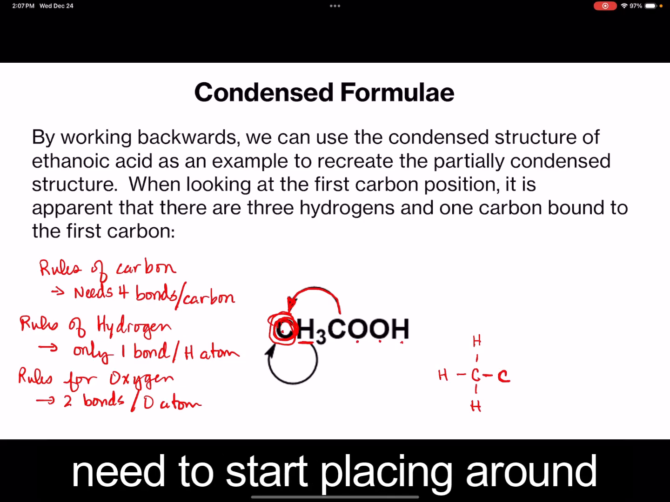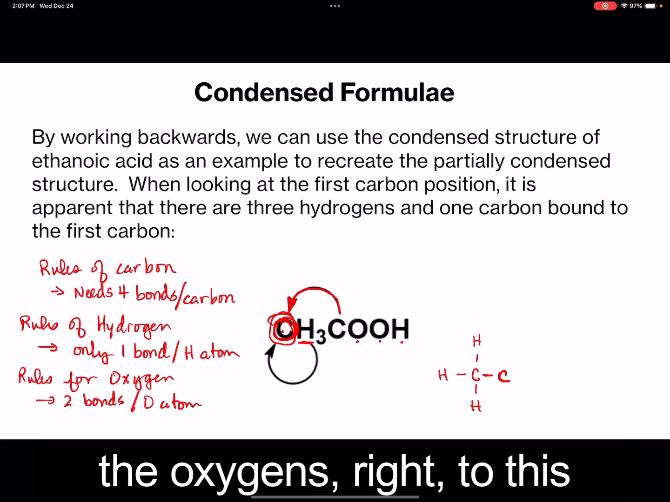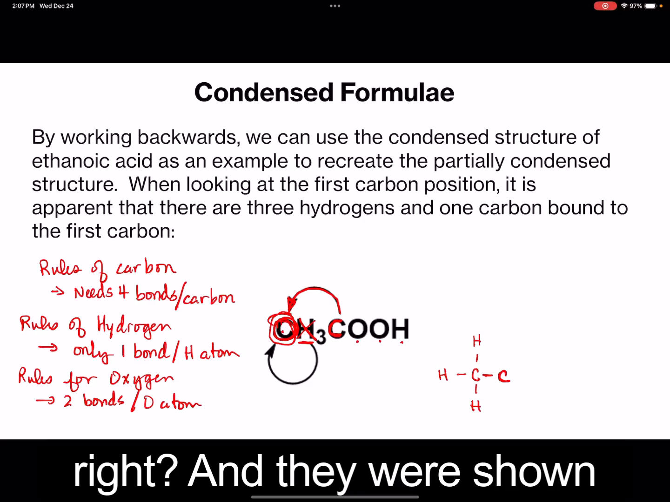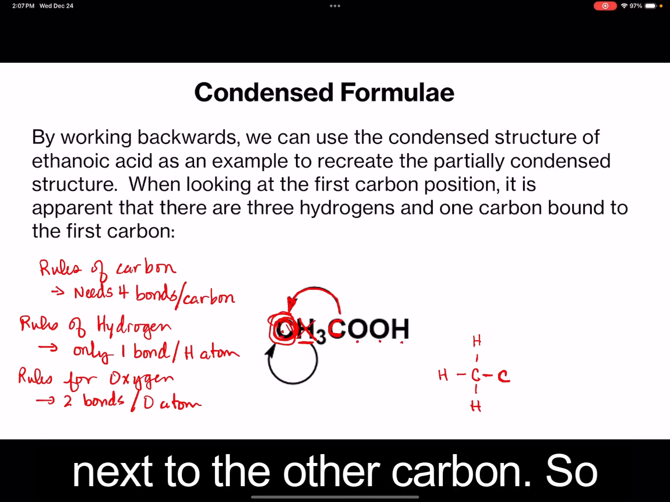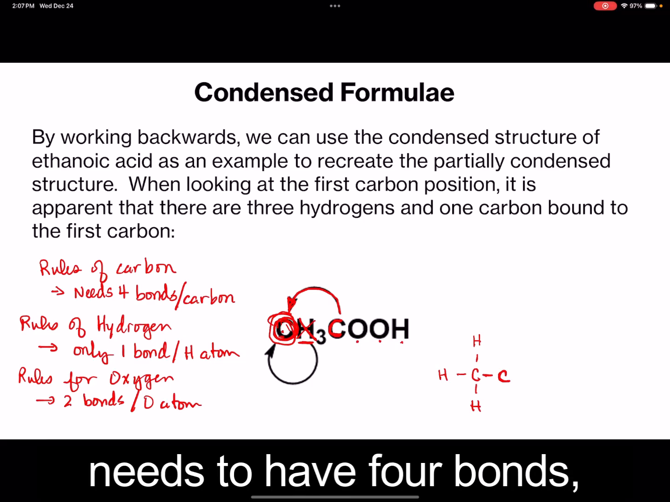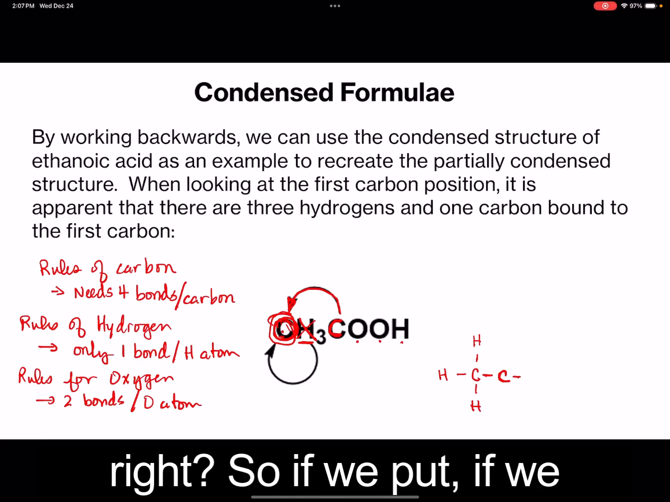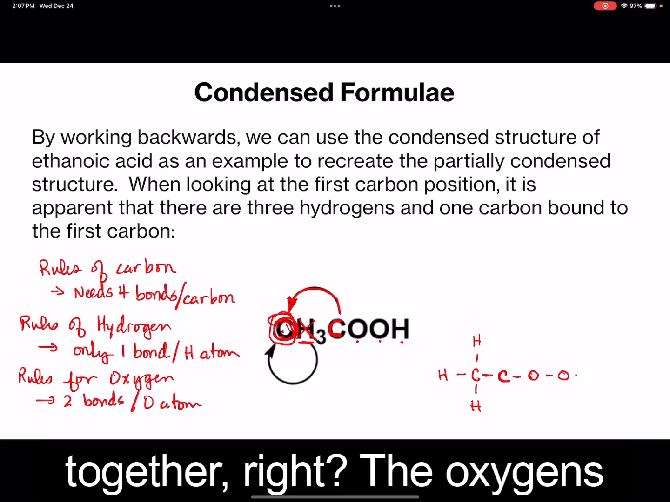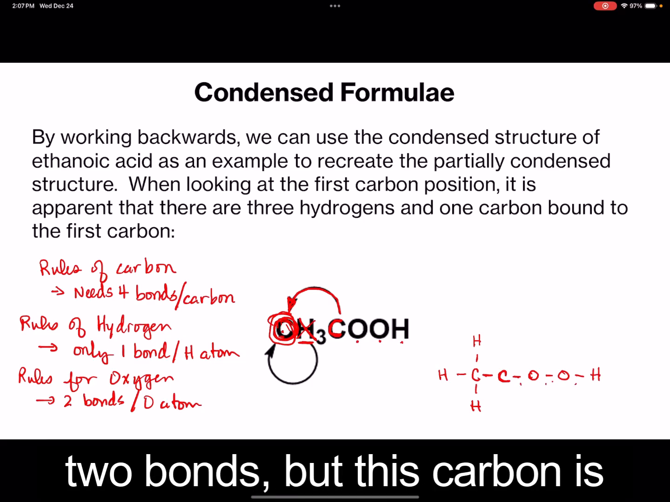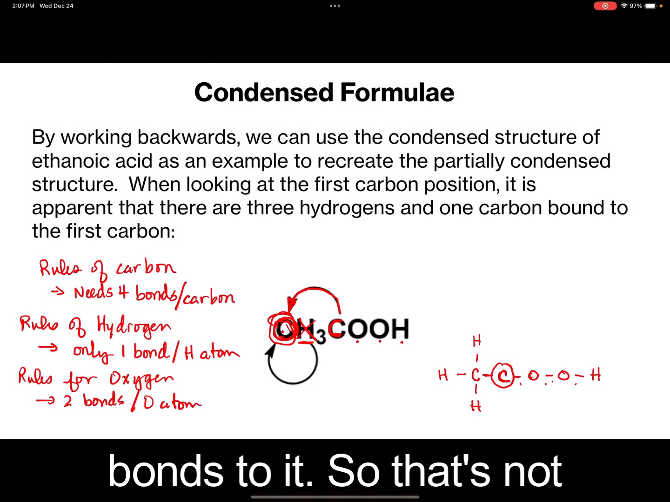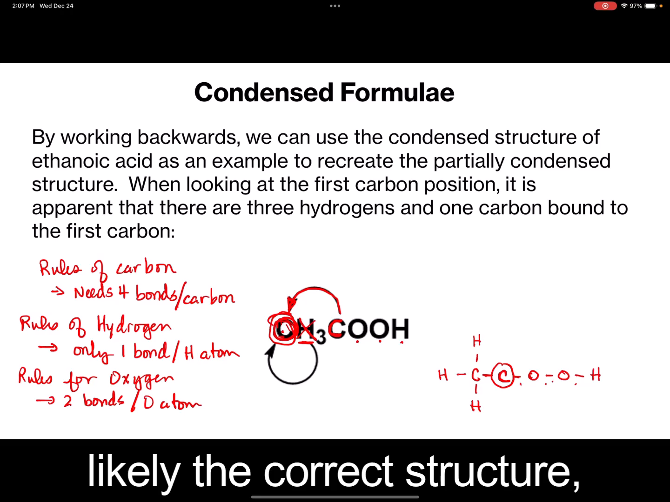So we need to start placing the oxygens around this center carbon. The hydrogens are all used up, and they were shown next to the other carbon. So we know that this carbon needs to have 4 bonds. If we wrote it like this, with the 2 oxygens bonded together, the oxygens are happy. They each have 2 bonds, but this carbon is very unhappy. It only has 2 bonds to it. So that's not likely the correct structure.